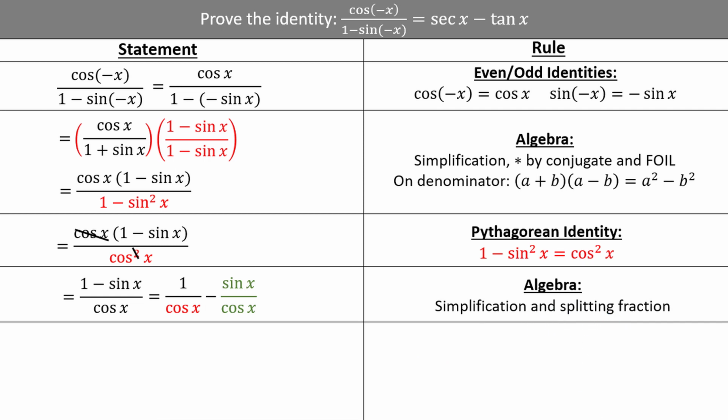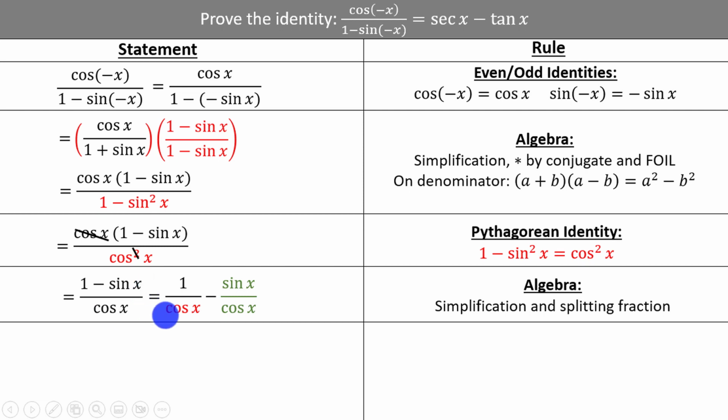Be very careful with splitting fractions. Splitting fractions typically only works when you have a single term in the denominator and multiple terms added or subtracted in the numerator, and not the other way around. So in this case, we had multiple terms in the numerator over a single denominator, so we could split that into 1 over cosine x minus sine x over cosine x.